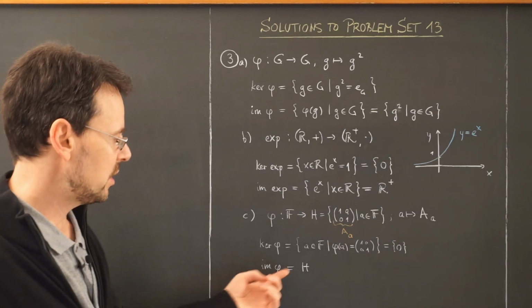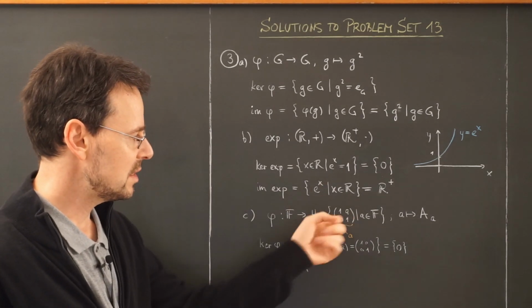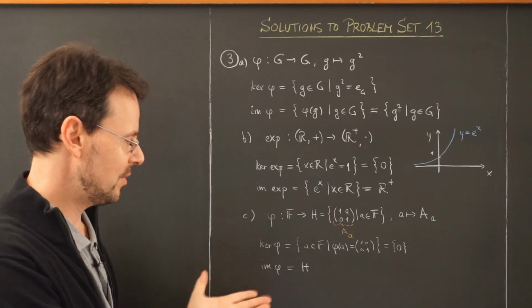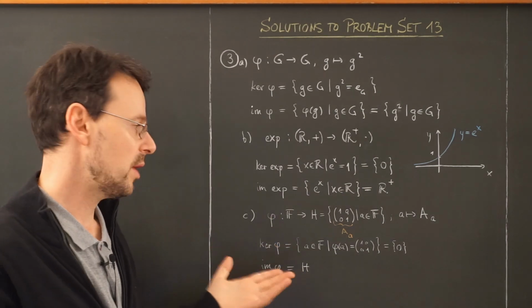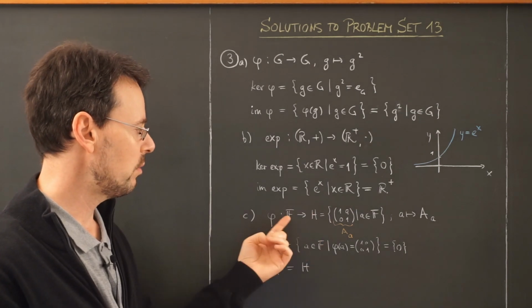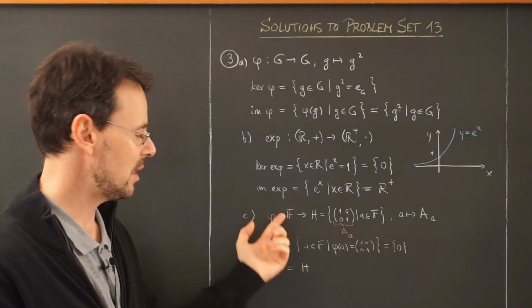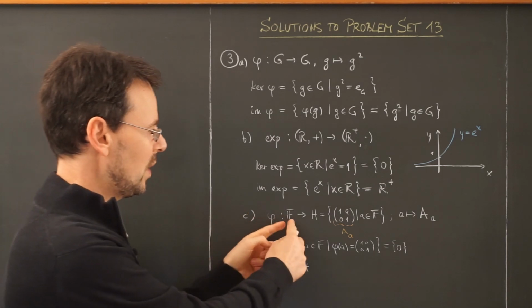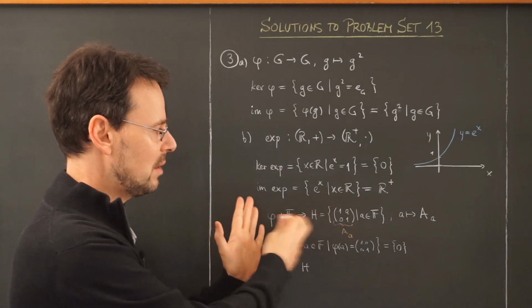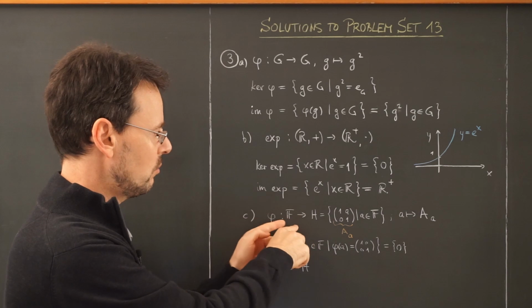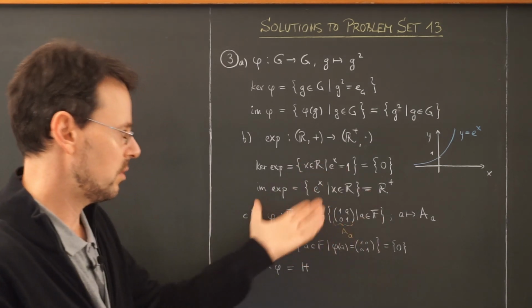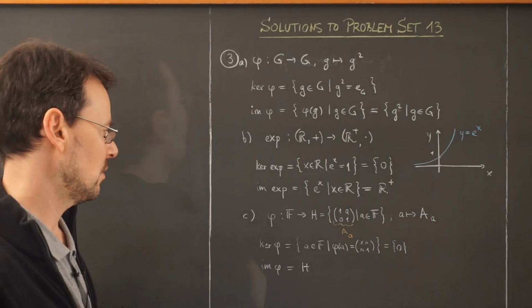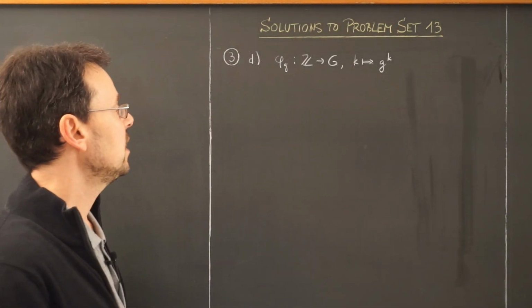And by definition, it is surjective because H consists exactly of these matrices, so the image trivially is H. So this is what we call an isomorphism. It's a group homomorphism that is injective as well as surjective. So we have a one-to-one correspondence between these groups, the additive group of the field and the multiplicative group consisting of these matrices here. Okay, part D.